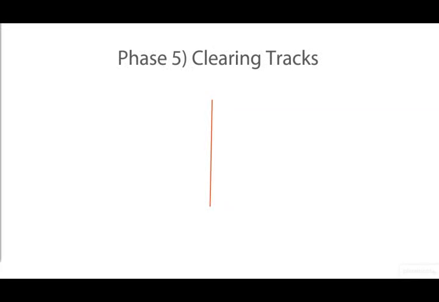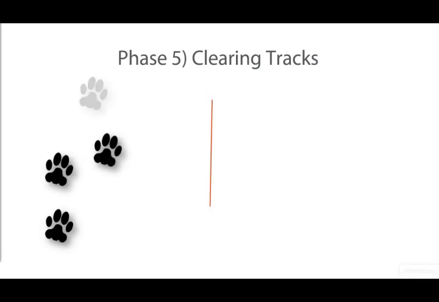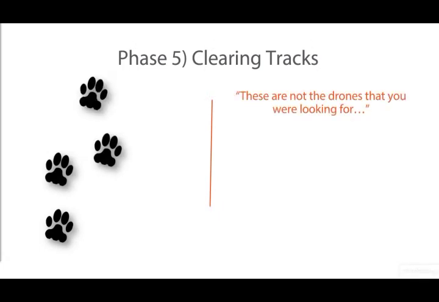Clearing tracks. This is the fifth and kind of the final stage of what an attacker goes through. So he's gotten into the system, he's totally pwned it. Next thing he wants to do is actually cover up his tracks so that people don't see what he's been doing, or these are not the drones you were looking for. This system was never compromised, right?